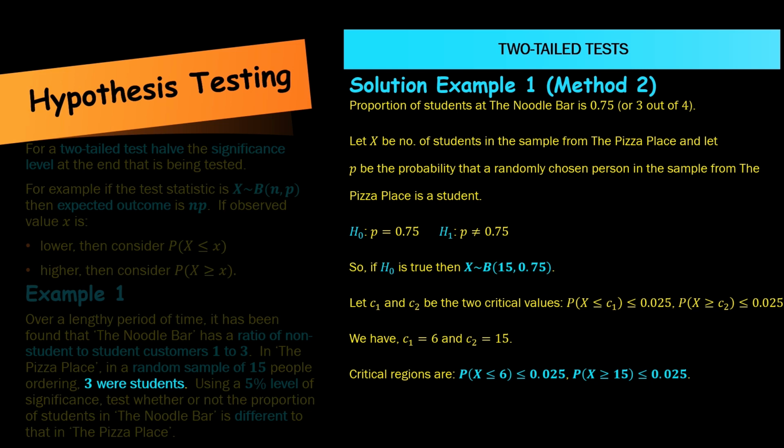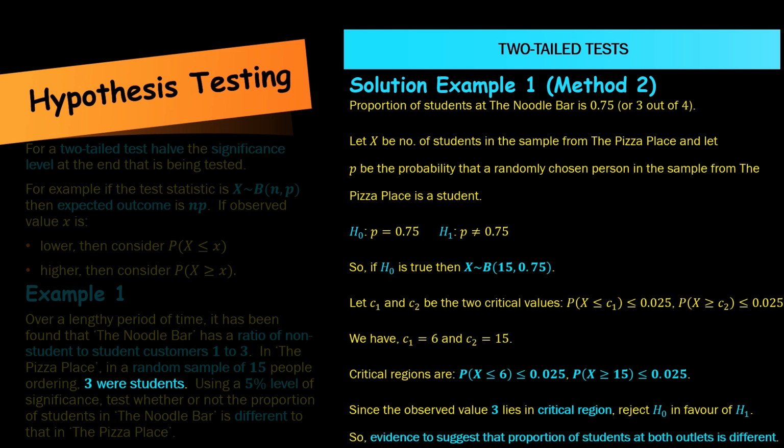Now, we know that there were 3 students in our sample, and so since the observed value 3 lies in the critical region, we reject H0 in favour of H1. And so there is evidence to suggest that the proportion of students at both outlets is different.